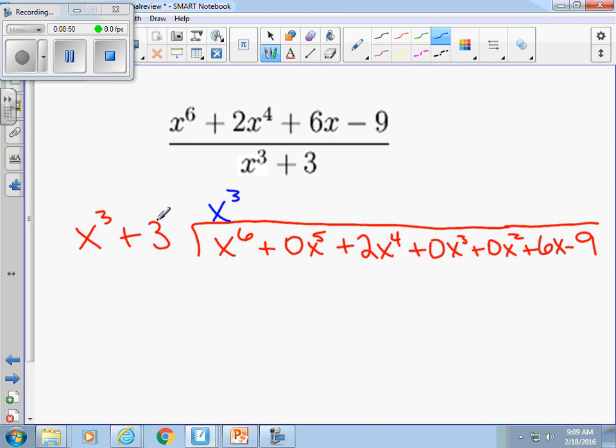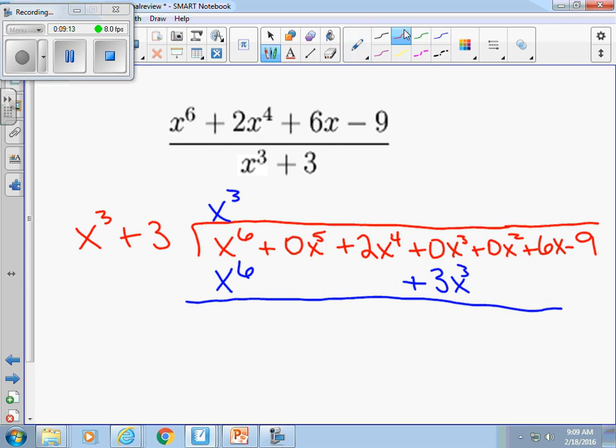Then I'm going to multiply the x cubed by both pieces. So I get x to the 6 plus 3x cubed. I'm going to go all the way down here to write that. Why would I do that? When I add and subtract, I can only add and subtract like terms, right? So I need that to be next to something I can actually put it with.